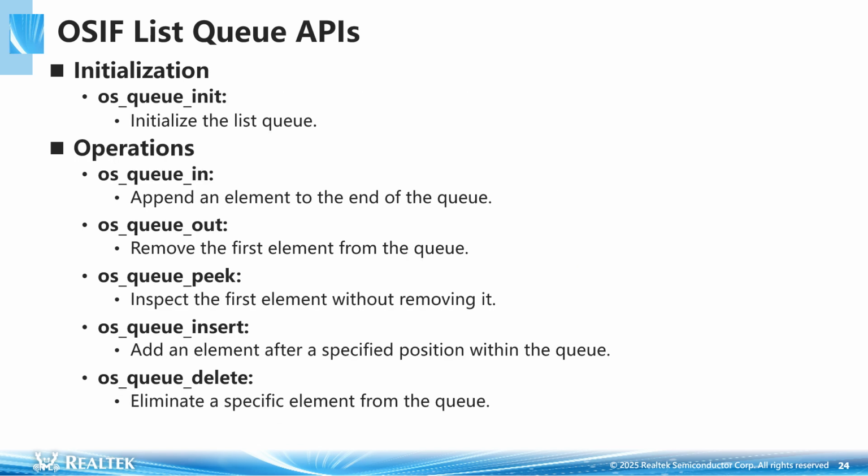Now, let's delve into the List Queue APIs. For initialization, OS Queue init is used to set up and initialize the list queue, preparing it for use. For queue operations, OS Queue in appends an element to the end of the queue, while OS Queue out is used to take out the first element from the queue. For inspecting the first element without removing it, OS Queue peek comes into play. OS Queue insert allows you to add an element after a specified position within the queue. Finally, OS Queue delete removes an element from the queue.